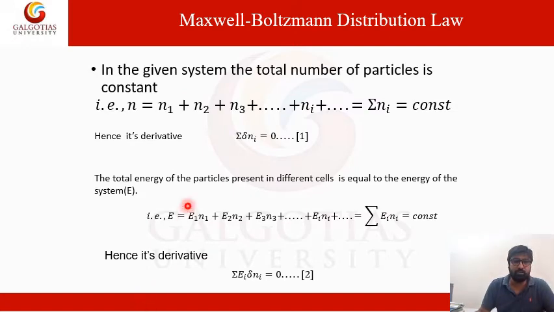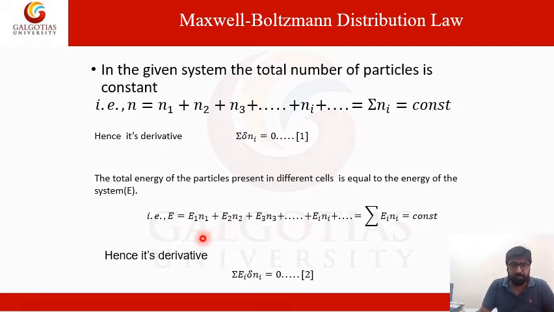So the constraint is shown here. The total number, that is N1 plus N2 plus N3 till Ni, means the summation of Ni is constant. Hence, the increment in the individual ith components of N, that is N1, N2, N3, or let us say del Ni, all this individual summation will give 0, because N is equal to a constant. That is the fixed amount.